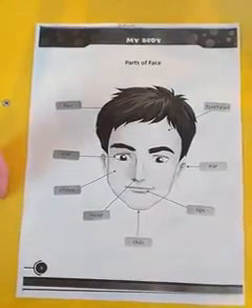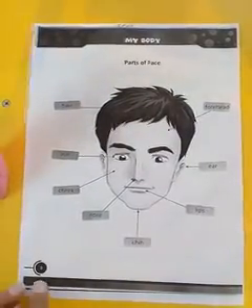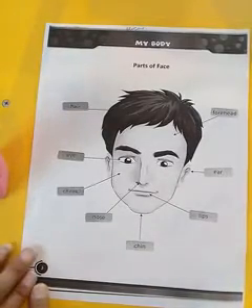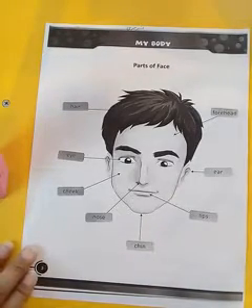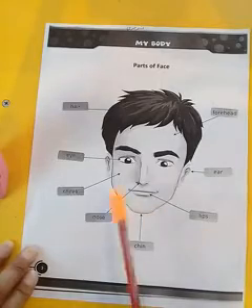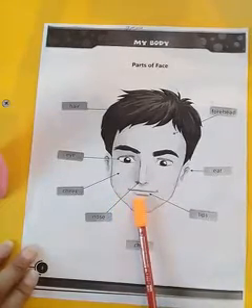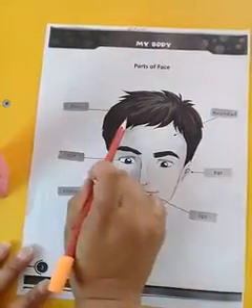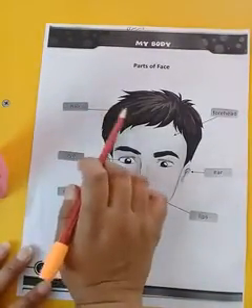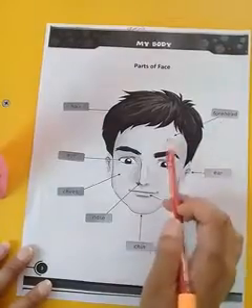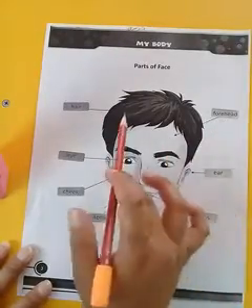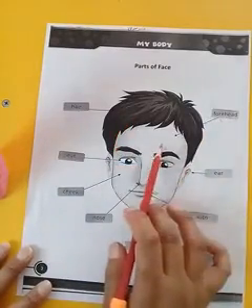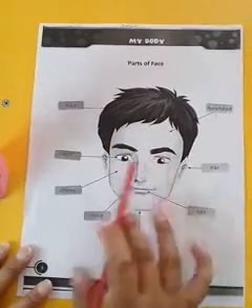Now open your social science book, page number 3. Today we learn about parts of face. Let's start. Hair. This is my hair. Forehead. This is my forehead. Hairs. These are my hairs. Forehead. This is my forehead.